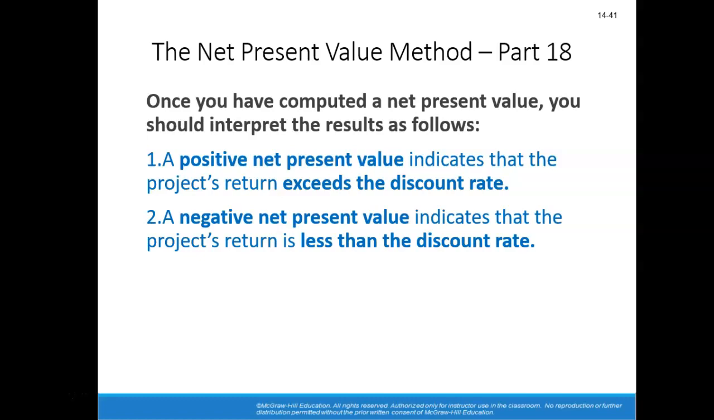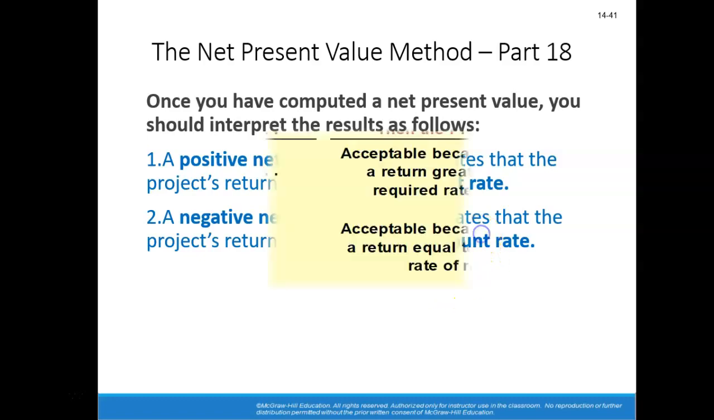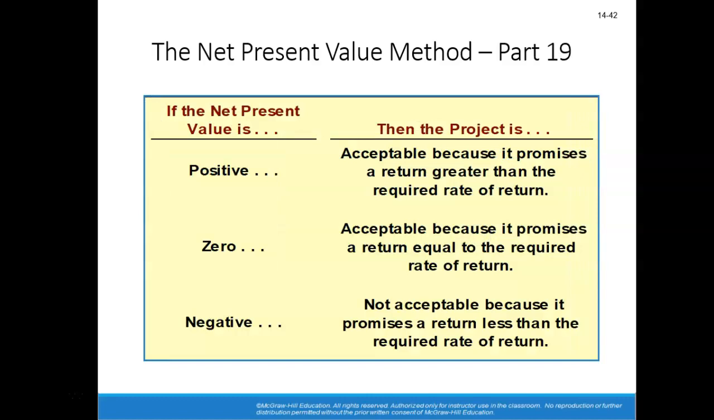Any questions on how to use the net present value method to determine whether we should accept a project or reject it? So again, to summarize it, if it is positive, we're going to accept because it promises a return greater than our required return. If it's zero, we accept because the rate of return will equal our required rate of return. But if it's negative, we're going to not accept because that investment will not meet our required rate of return on our investments.